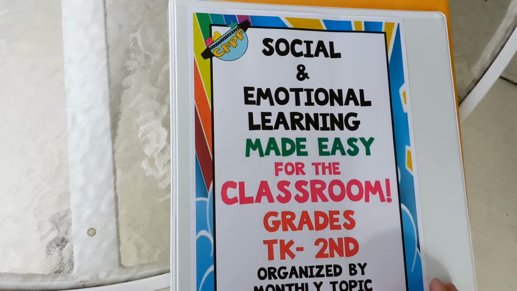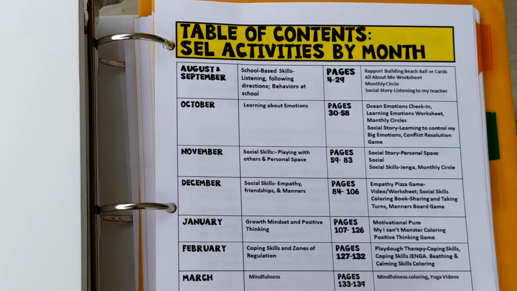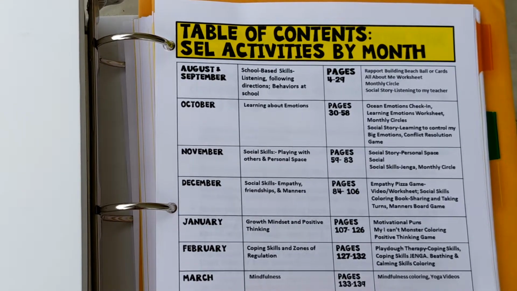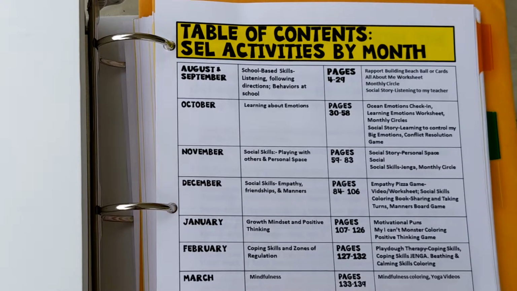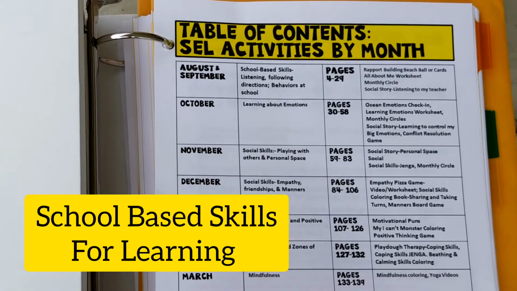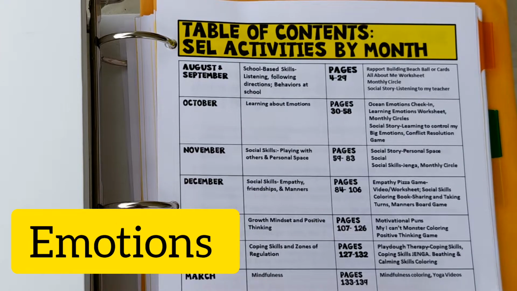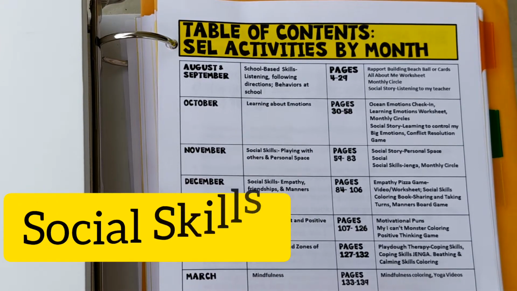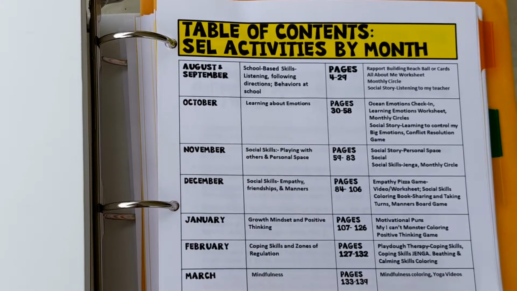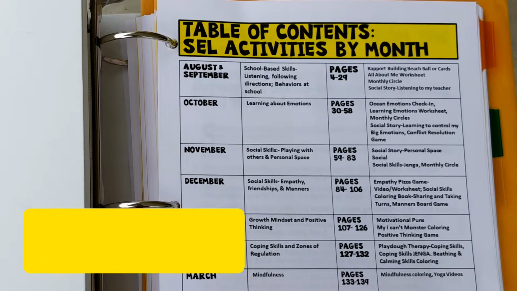So here is the book. This is the cover. You'll see it on my thumbnail. This is the table of contents. As you can see, it starts in August and September. For those months, students will be learning school-based skills like listening, following directions, and behaviors at school. Then in October, it goes to learning about emotions. November is social skills focused, so playing with others and personal space. Then more social skills, but the focus is more on learning about empathy, friendships, and manners.